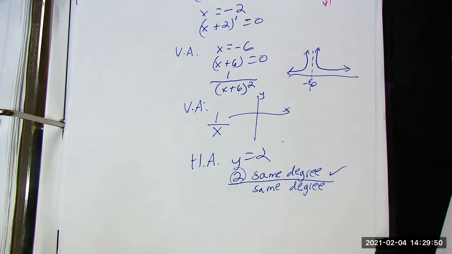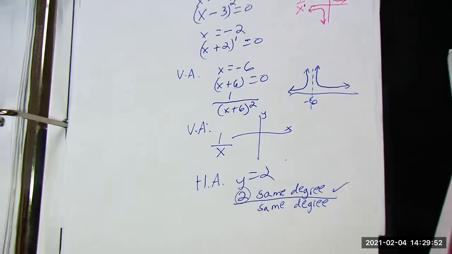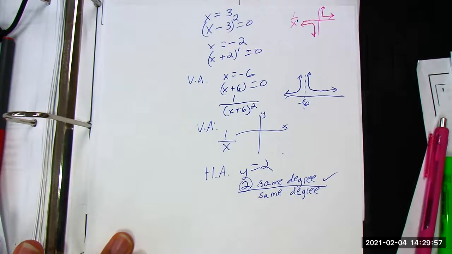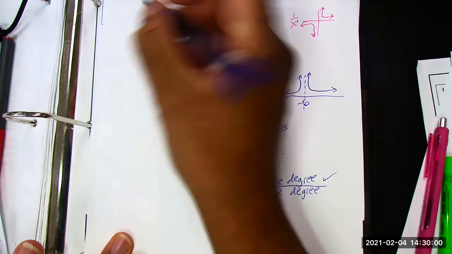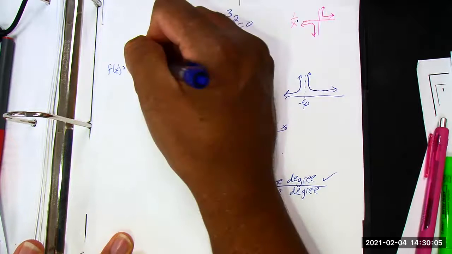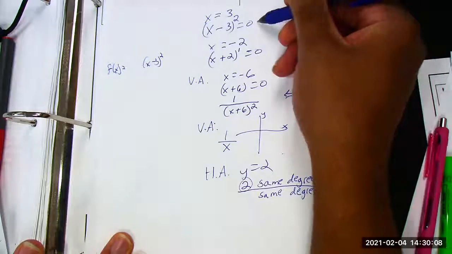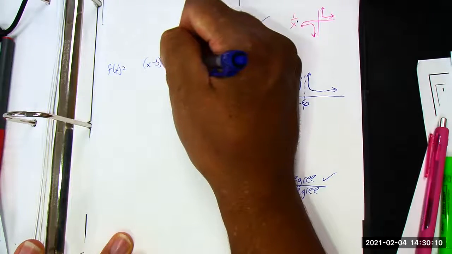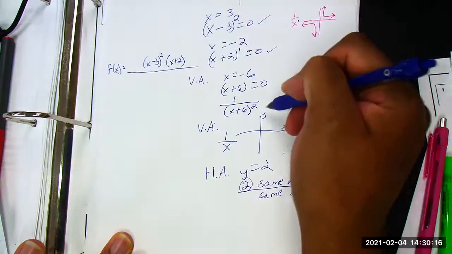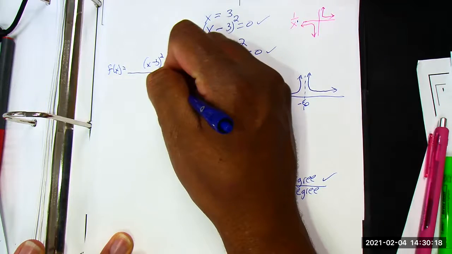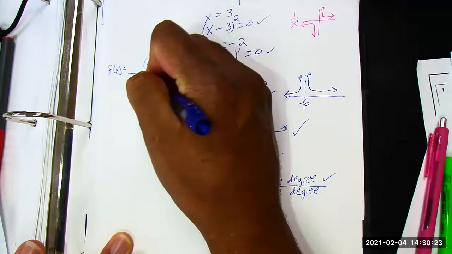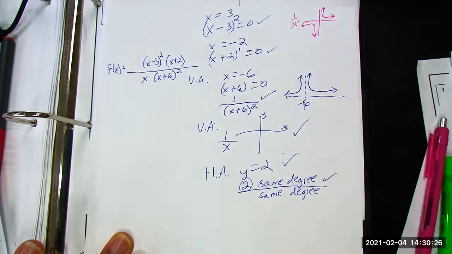So what I'm going to do now is take all these moving parts and combine them into one equation. Okay. We have an x-intercept here, so let's just do f of x equals, I'm going to have x minus 3 squared, check, times x plus 2. Vertical asymptote, so in the denominator, we have x plus 6 squared. We also have an x down here. And I'm going to throw a 2 here.